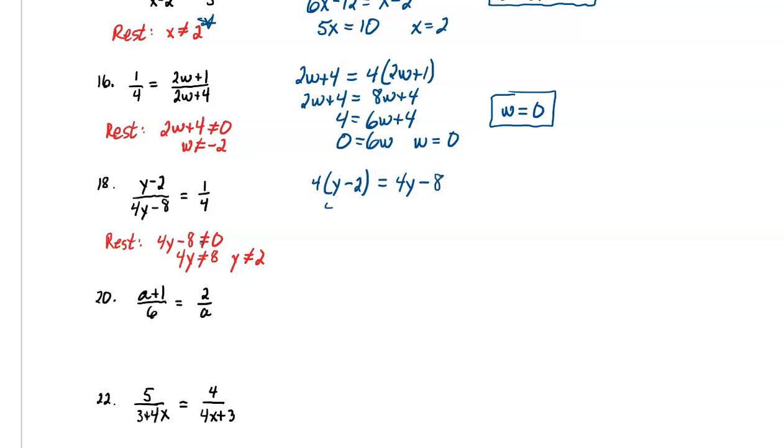Now distribute. 4y minus 8 is equal to 4y minus 8. The left side is equal to the right side. This is a special case. The answer is all real numbers, except remember the restriction that y cannot be 2. So the answer is all real numbers except 2.